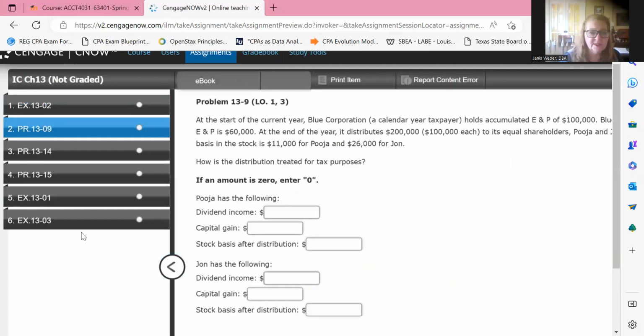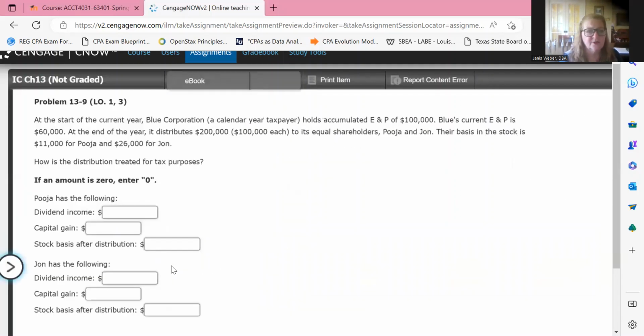$13.09. At the start of the current year, Blue Corporation, a calendar year taxpayer, holds accumulated E&P of $100,000. Their current E&P is $60,000. At the end of the year, they distribute $200,000, $100,000 each, to equal shareholders, Pooja and John. Their basis in the stock is $11,000 for Pooja and $26,000 for John.